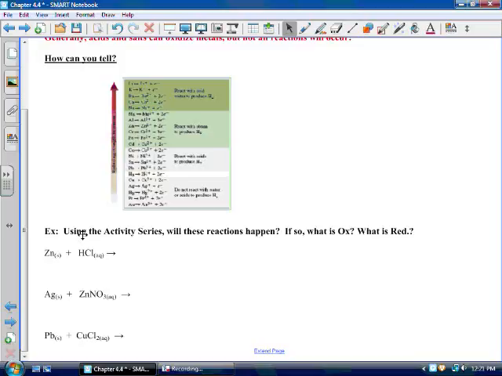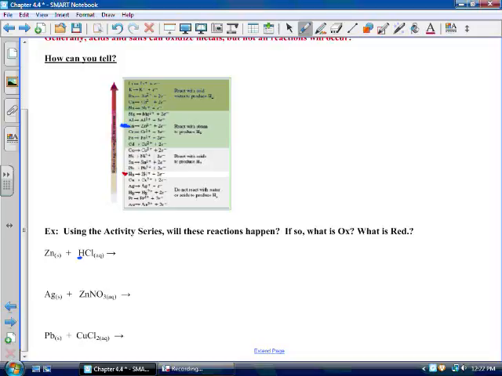The way you tell is as follows. On the activity series, you first find the element that is by itself, zinc. So on my activity series, I find zinc, and zinc is located right there. You then find the cation of the acid or salt that's reacting with the zinc. In this case, the cation is hydrogen. Hydrogen is right here on the list.